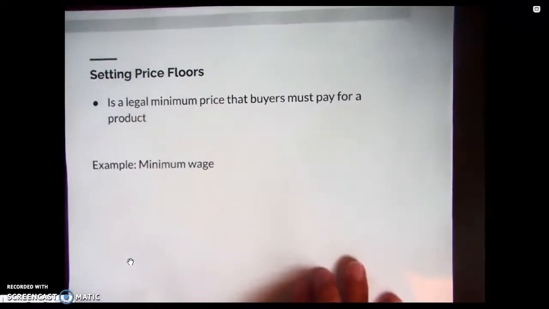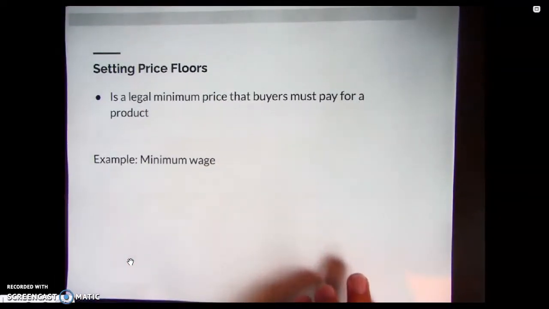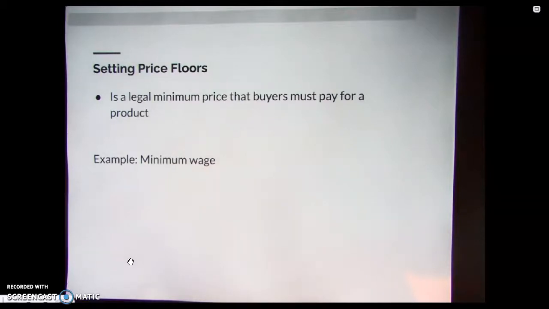Okay, so now let's talk about price floors. A price floor is a legal minimum price that buyers must pay for a product.